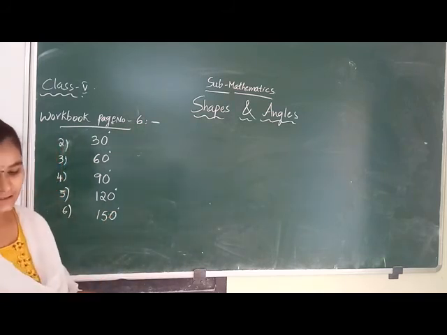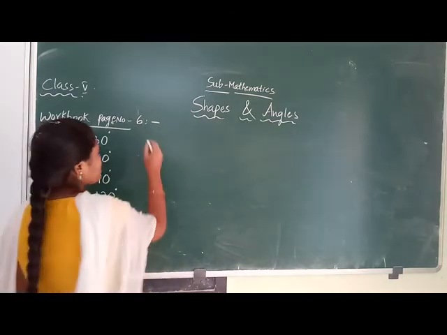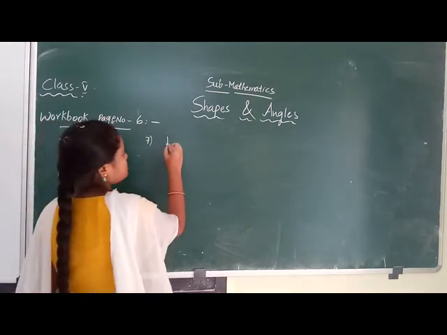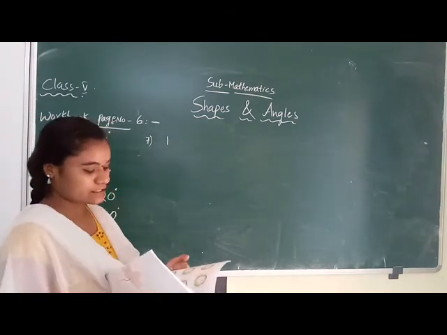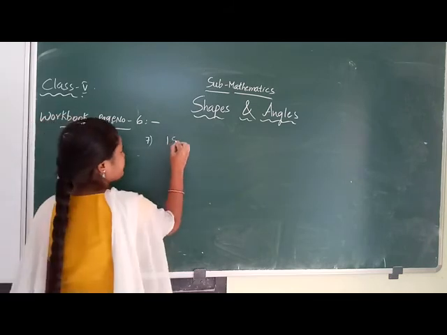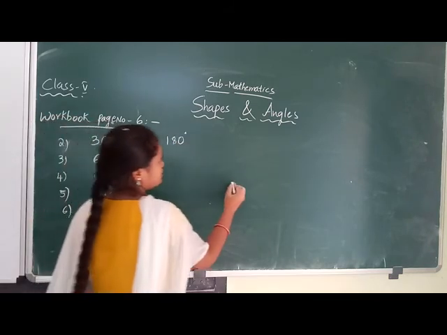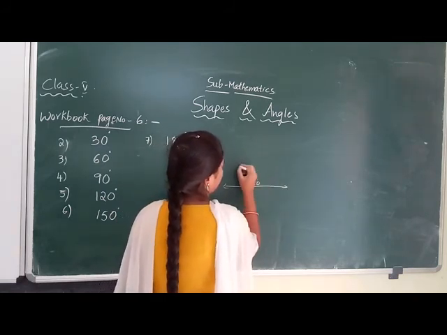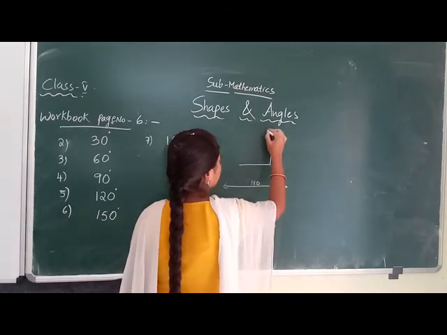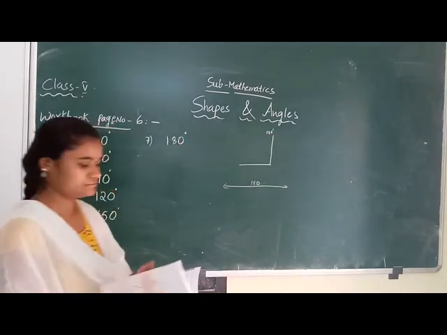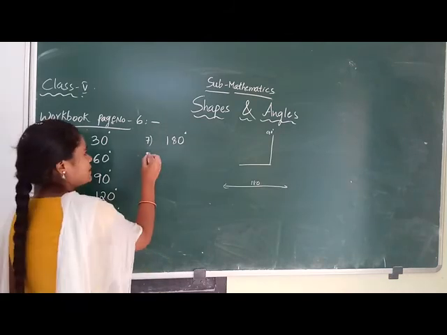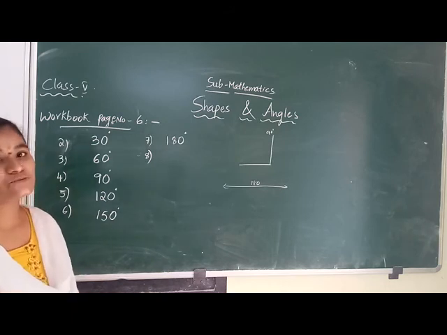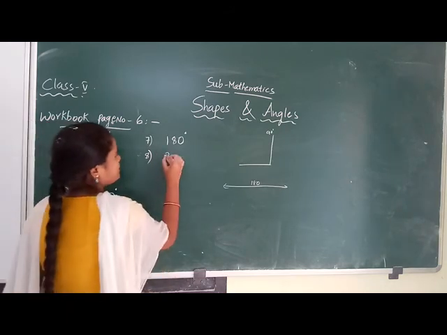150 degree. Next, seventh one. 6 means the hands are there like that, opposite. Long hand and short hand on opposite sides means 180 degree. Like this, see. This one 180 degree. This one 90 degree. Next, eighth one. 180. Next, 7 o'clock means 180 plus 30, 210.